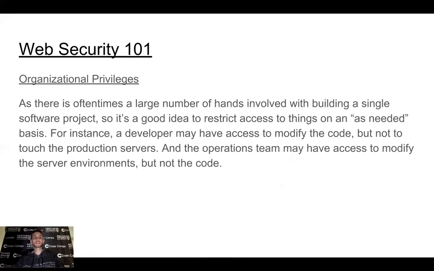Next, let's talk about organizational privileges. As there's oftentimes a large number of hands involved with building a single software project, it's a good idea to restrict access to things on an as-needed basis. For instance, a developer may have access to modify the code, but not to touch the production servers. And the operations team may have access to modify the server environments, but not the code.